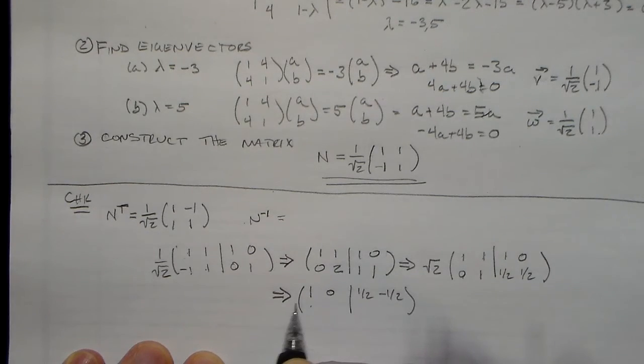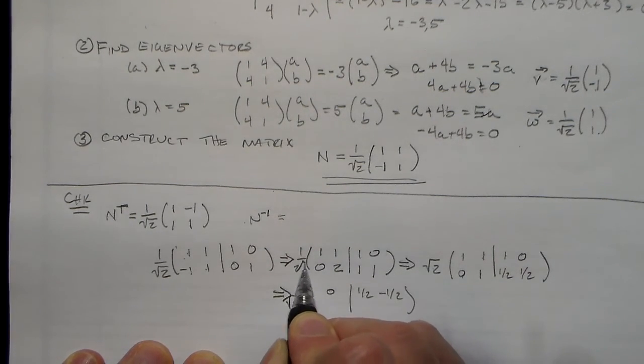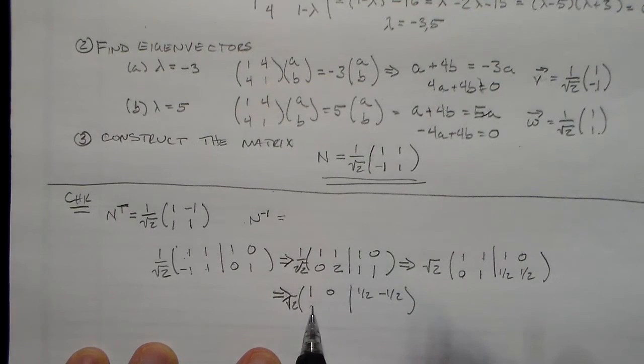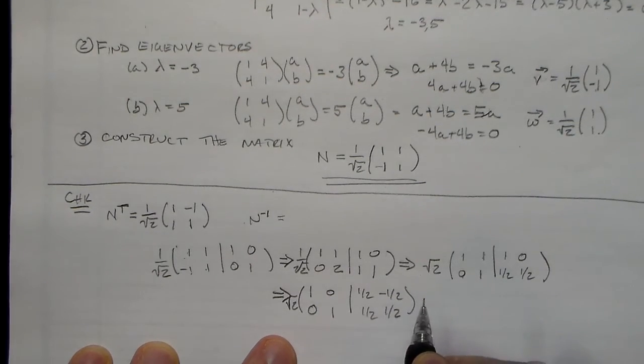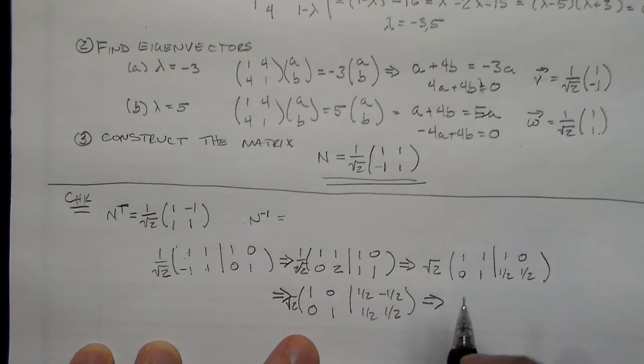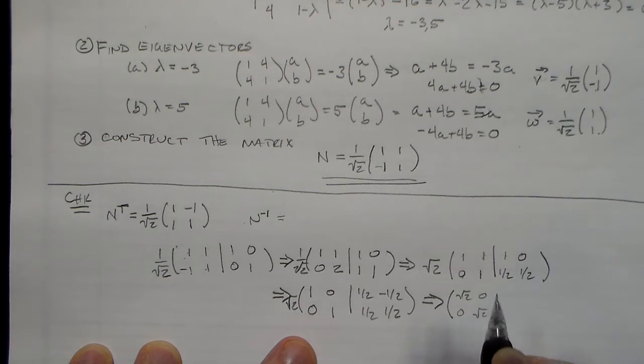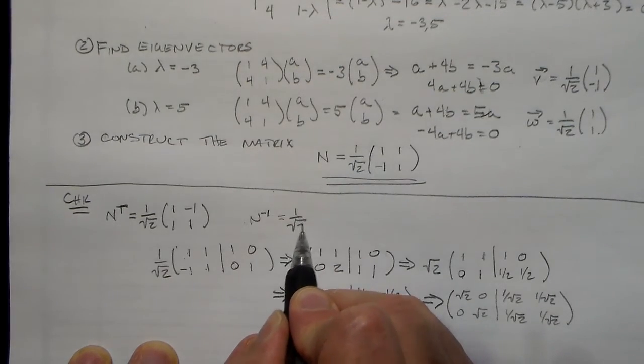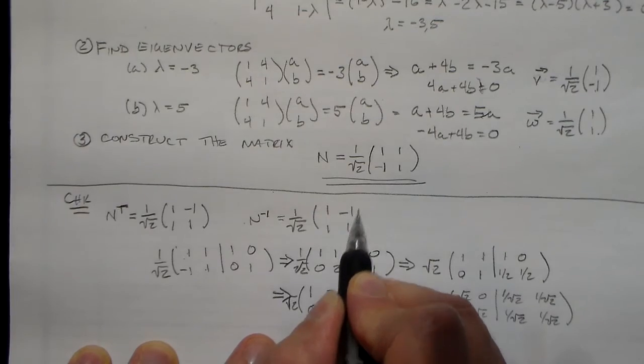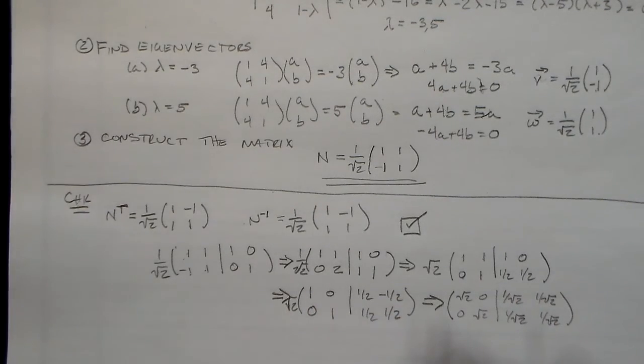Then I just repeat all this stuff over here. I forgot my square root of 2. And I have a 0, 1 here, and a 1/2, 1/2. Now I'm going to factor in that square root of 2, so that I have 1 over the square root of 2 for each of those entries, and that's awesome. My N inverse is 1 over the square root of 2 times 1, 1, minus 1, 1. So that all works out. It's exactly what we thought it would be, which is an orthogonal matrix.